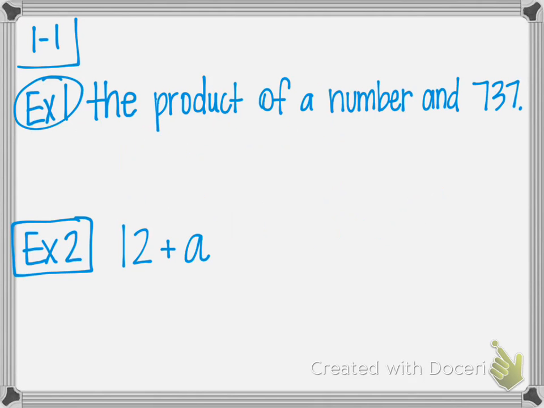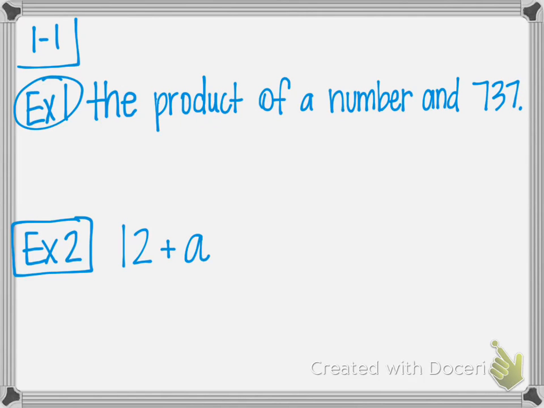Example 1, this is from Section 1 in Chapter 1. It's super easy. What I want you to do for Example 1 is rewrite the statement in numbers and letters, and for Example 2 I want you to rewrite the expression in words. So we're kind of doing the opposite. So Example 1, the product of a number and 737.